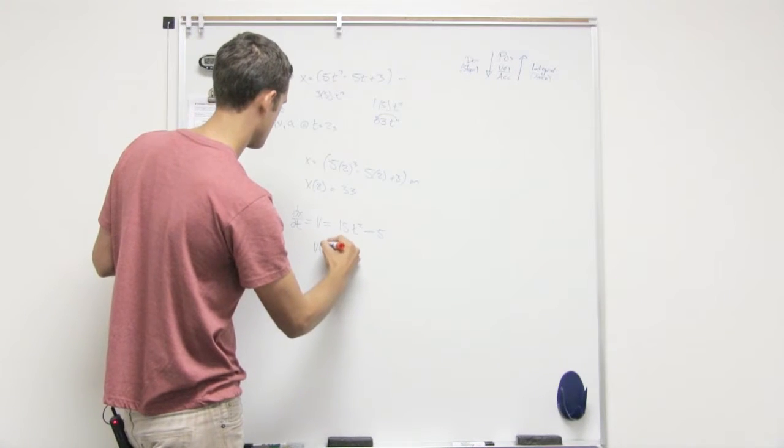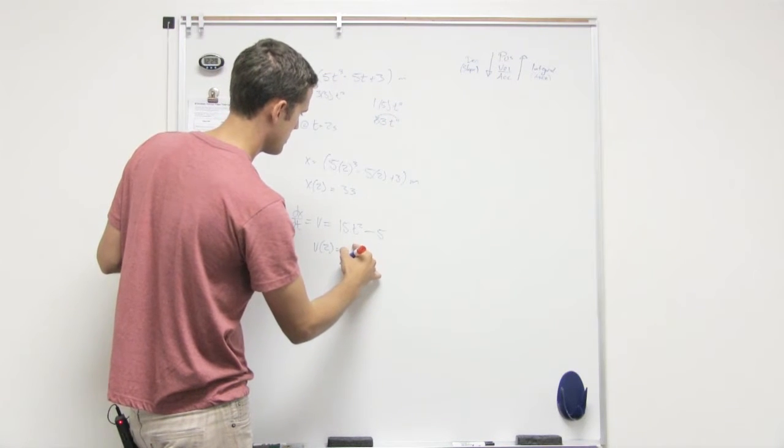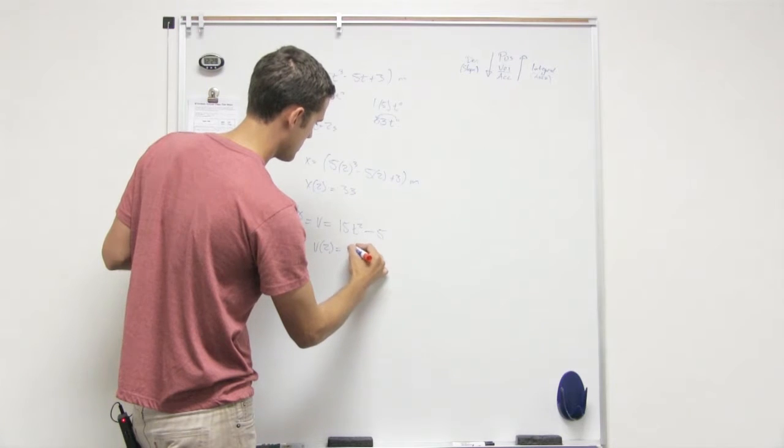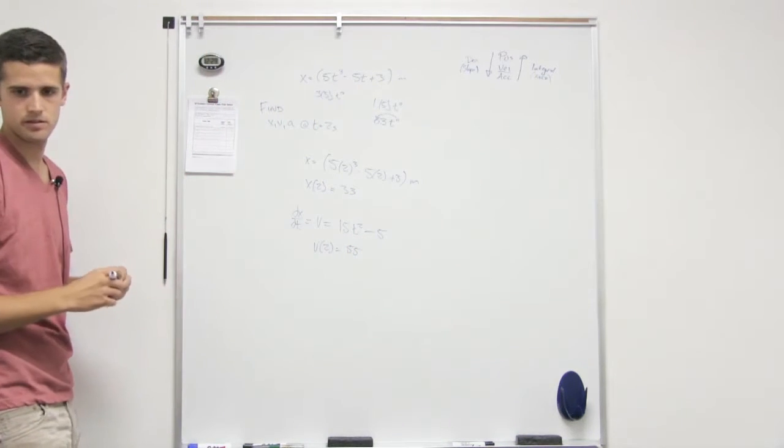So now we have t, which is 2, so we can plug it in there, right? So the velocity is 55.